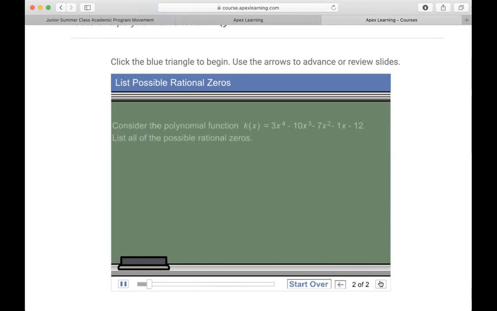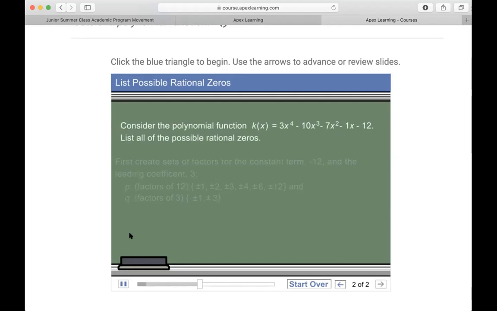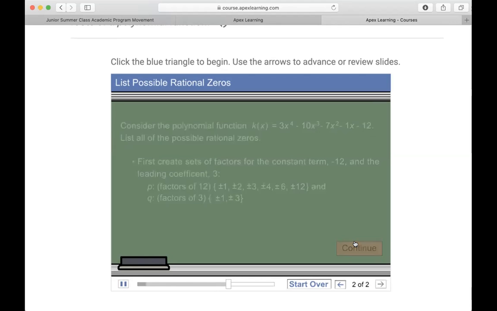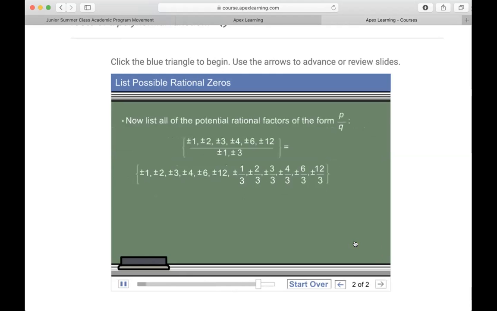Then looking at a different one here, we're going to create the factors of P and factors of Q for this new one. So if we've got 12, we've got 1, 2, 3, 4, 6, 12, anything that can get multiplied together to give us 12. And then we have Q, which can be factors of 1 and 3. So now, if we are looking at the answer to that problem, we then can put every value of P over Q.